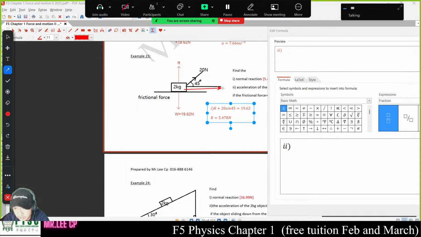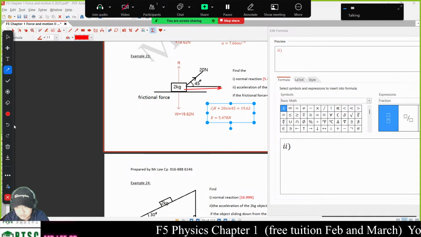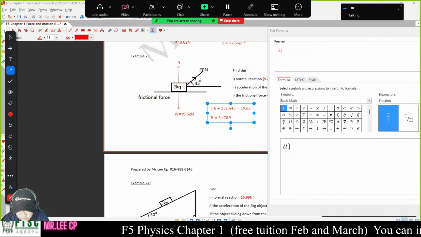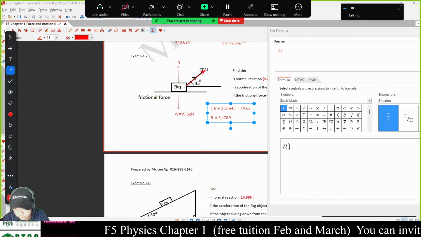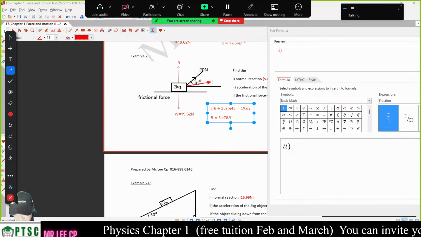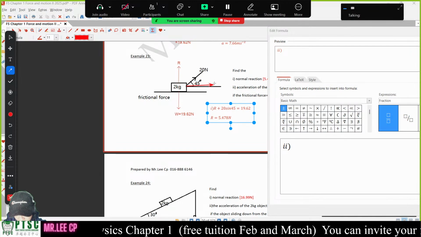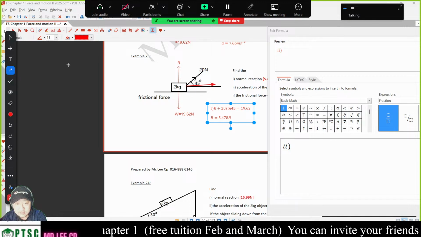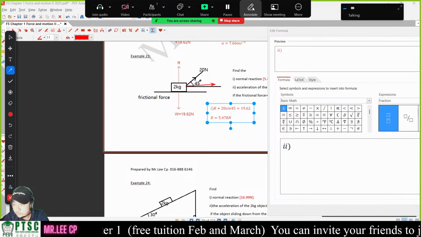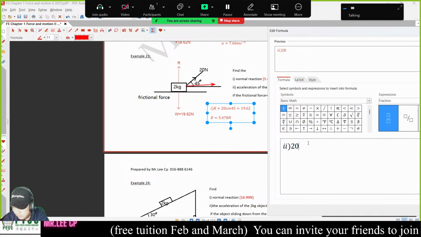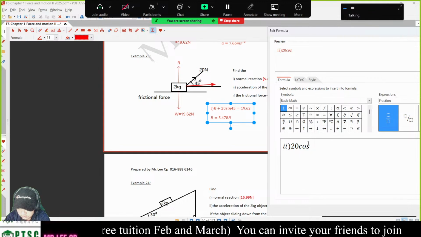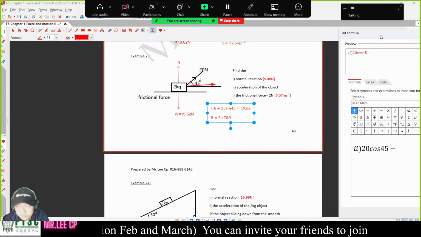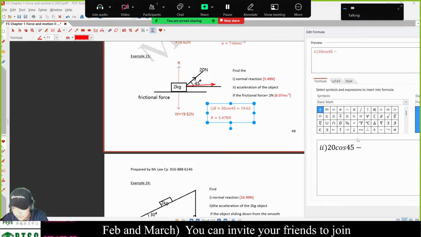20, touch or not touch 45? Touch, right? 20 touches 45, so cos 45. So 20 cos 45 minus the friction. How much is the friction? Friction is 2.